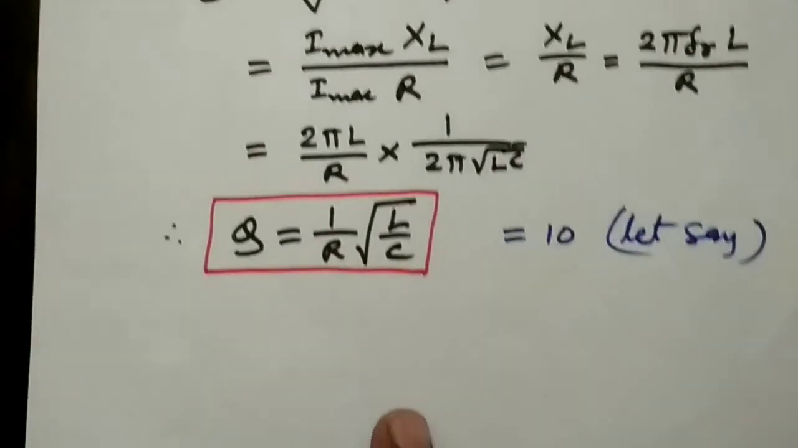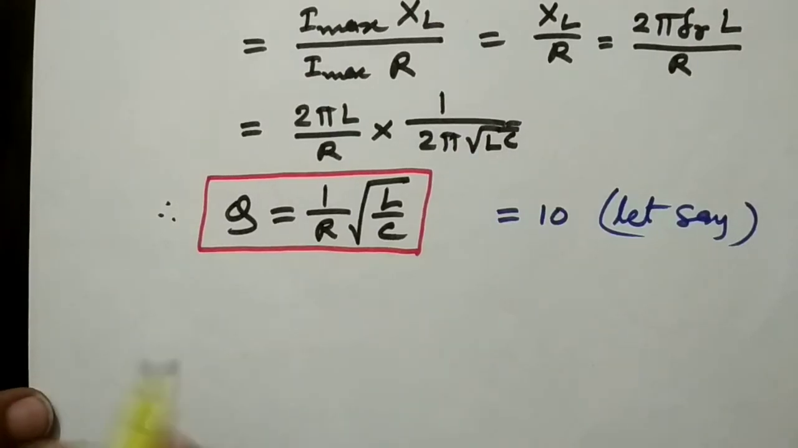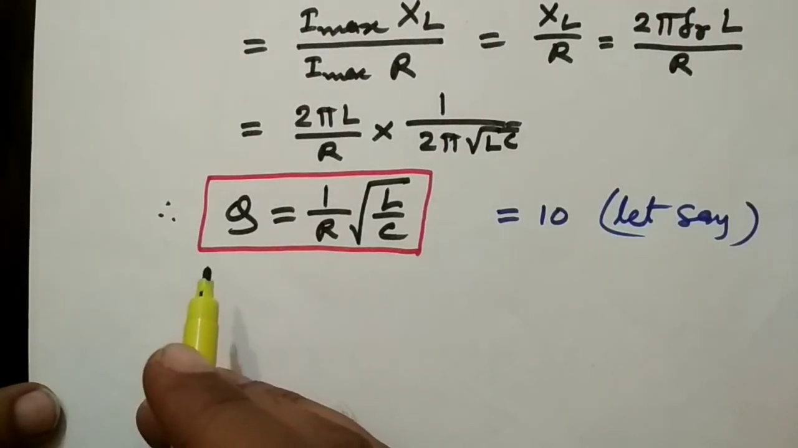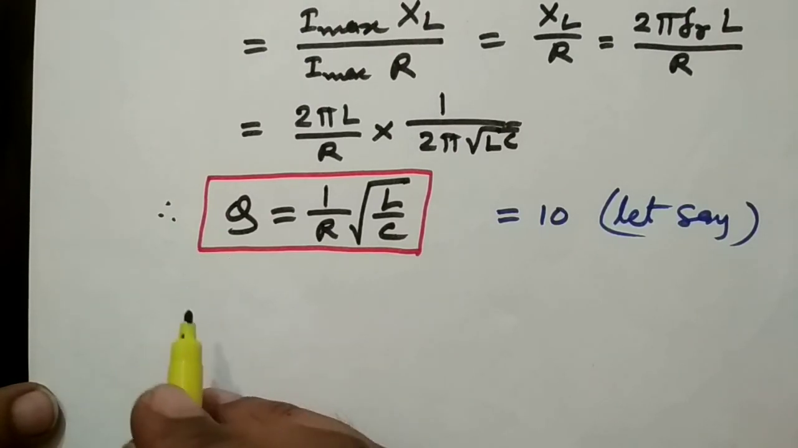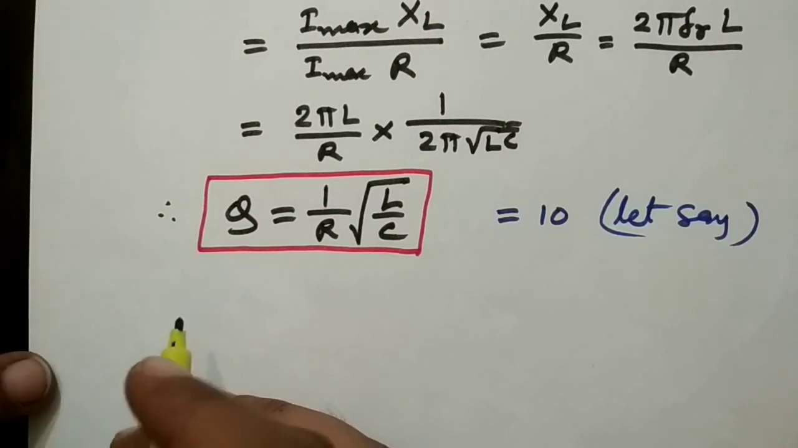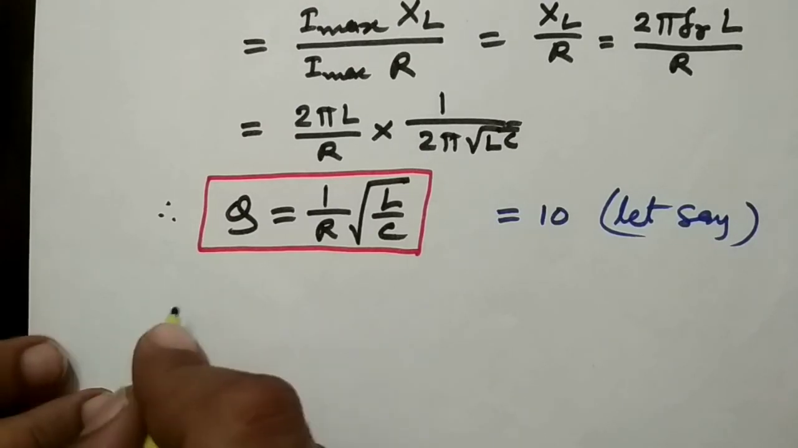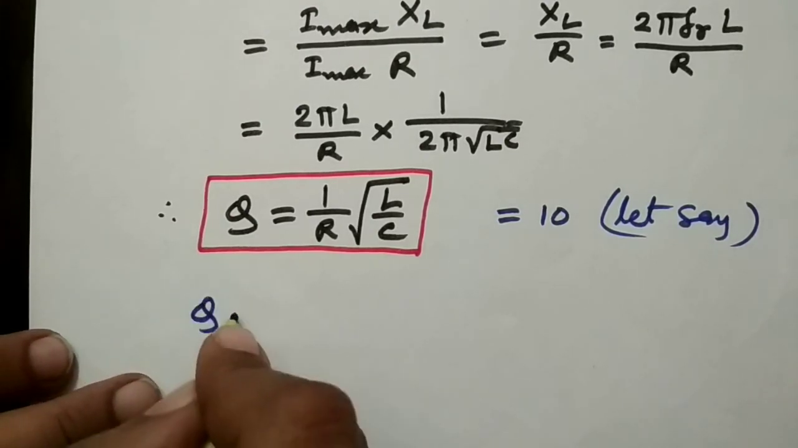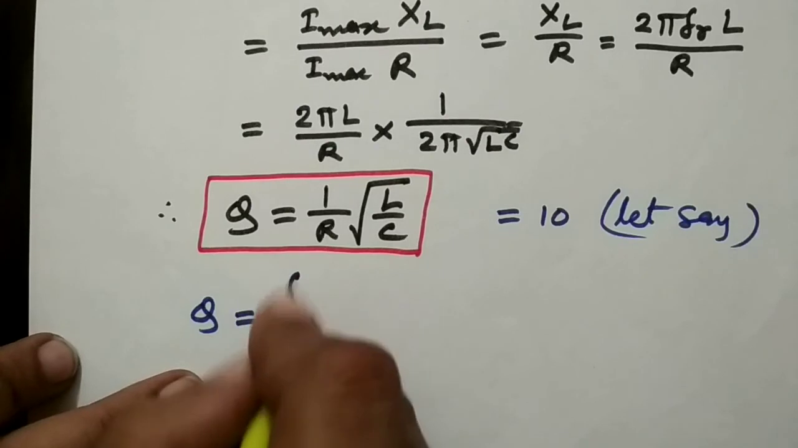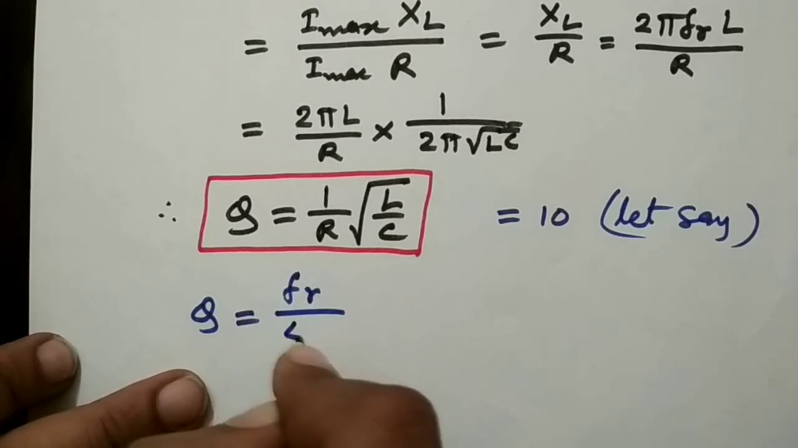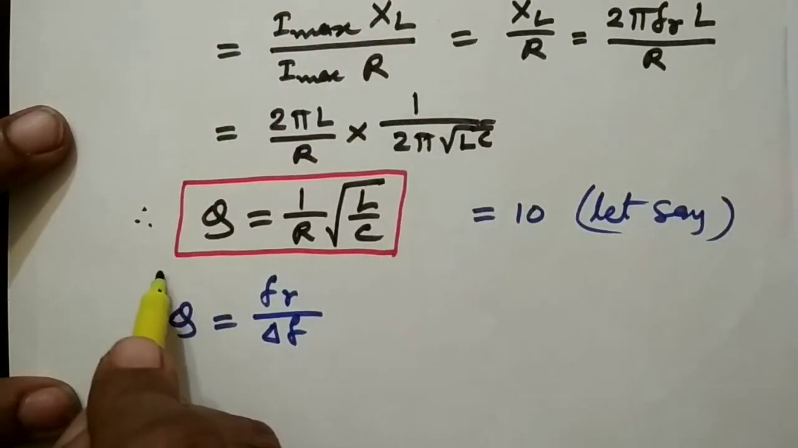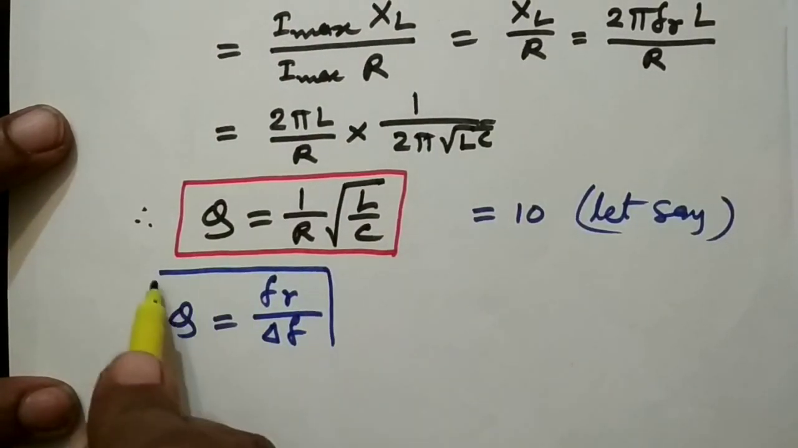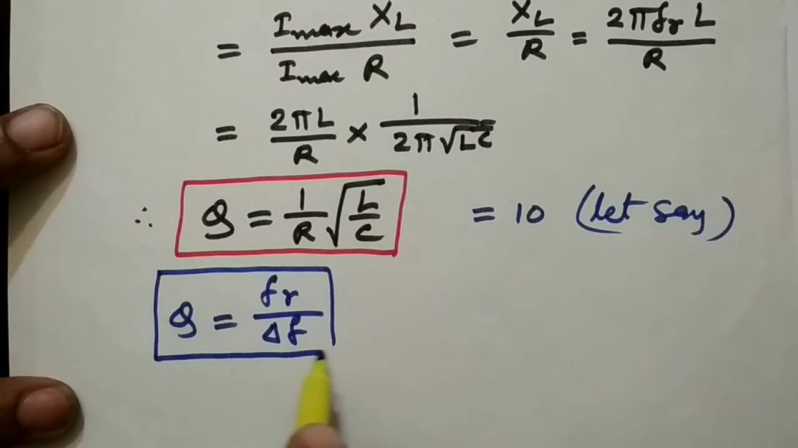Between the resonance frequency, the bandwidth and the quality factor, there is also a relation, and this relation can be written as: quality factor equals resonant frequency upon bandwidth. So this is also an expression of the quality factor and the relation between these three parameters.